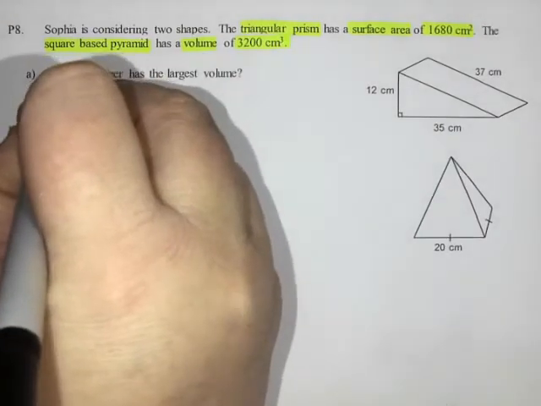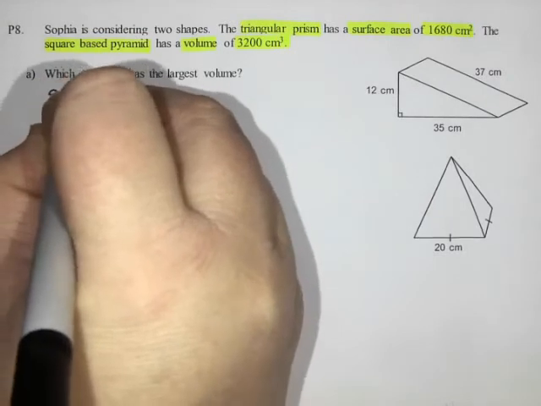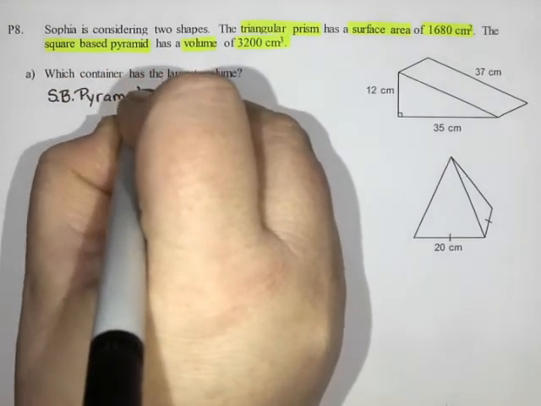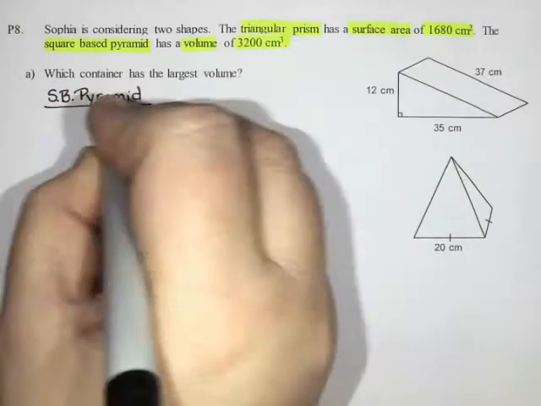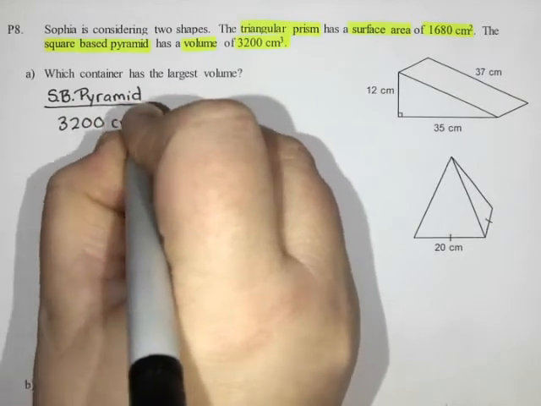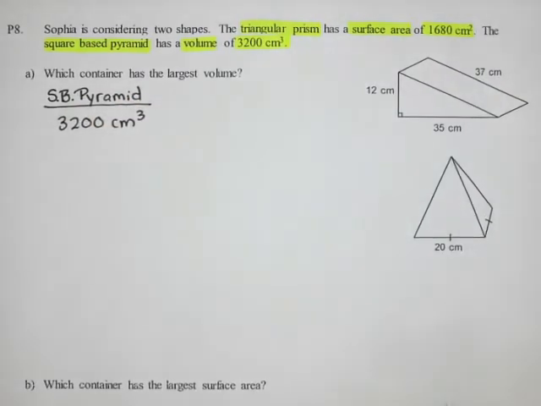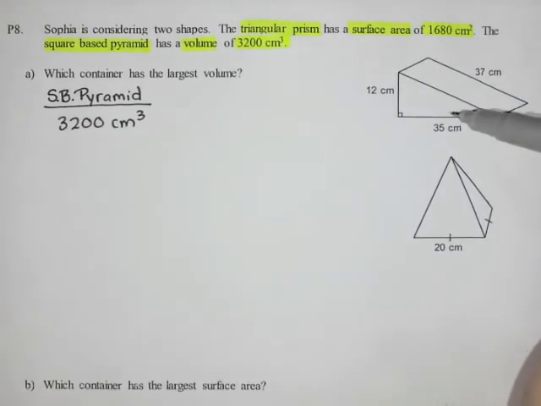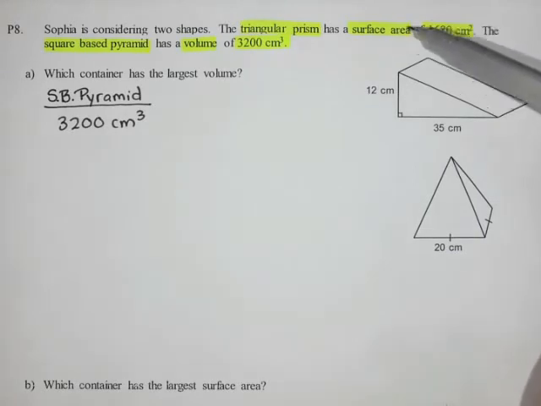So I'm going to say square-based pyramid. The answer is 3,200 centimeters cubed. I already know that. But I don't know what the surface area of the triangular prism is. Now, the triangular prism, it says, has a surface area of 1,680 centimeters squared. And I'm wondering why I would need to know that.